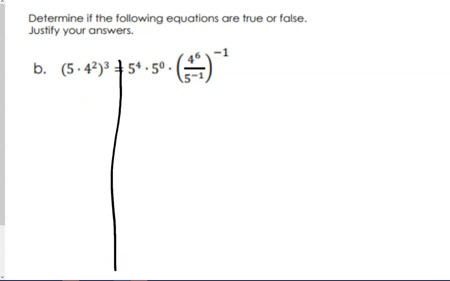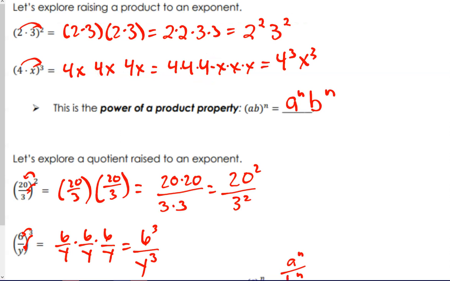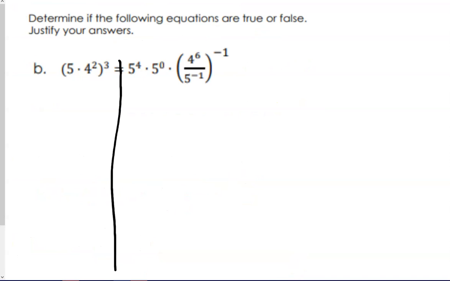So let's deal with the left side first. Okay, I see a product of 2 numbers with different bases being raised to an exponent. This is our power of a product property. So that means everything inside is going to get the extra exponent on the outside. So 3 gets applied to both pieces. So 5 gets the power of 3, and 4 squared gets the power of 3. There was already a 4 squared, now it's getting another exponent of 3.